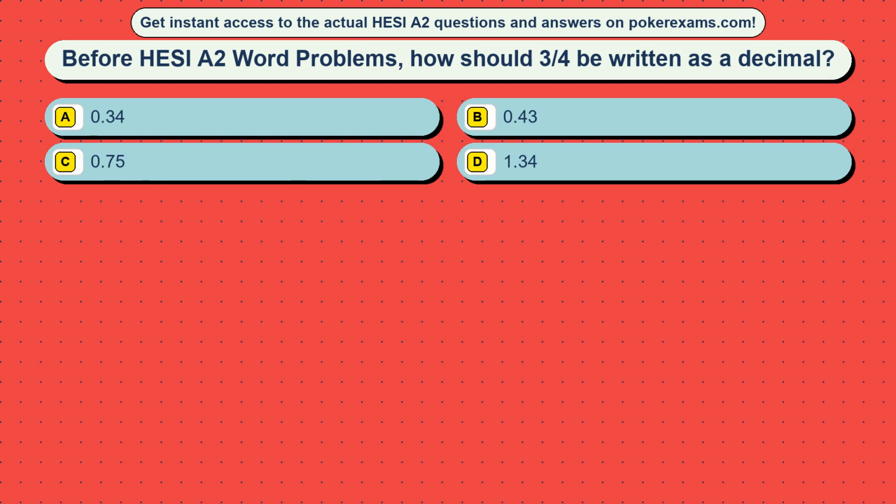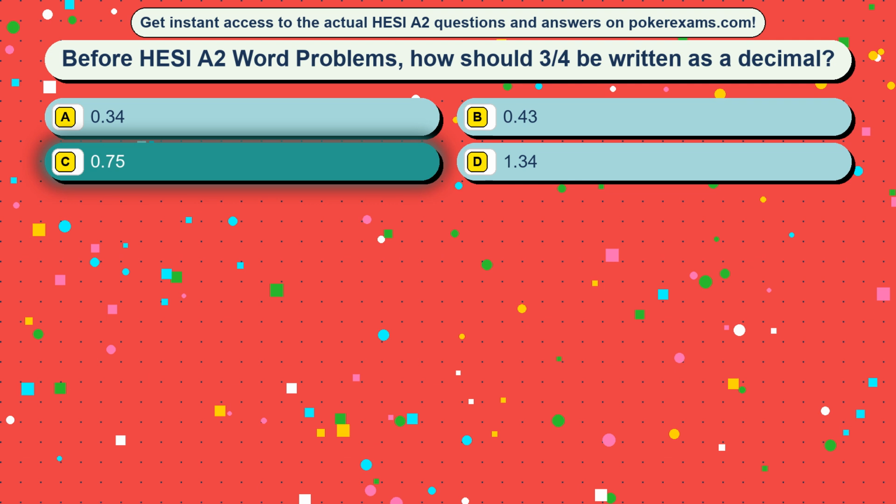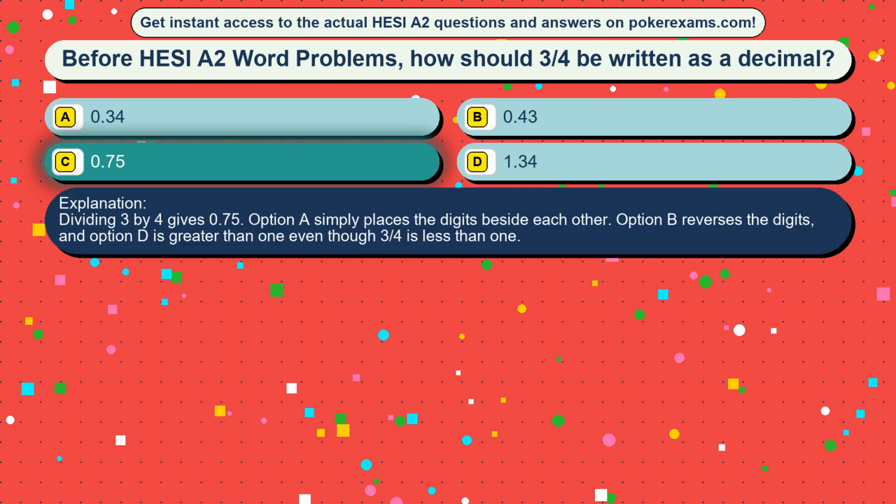Question 45. Before HESI A2 Word Problems, how should 3/4 be written as a decimal? Option A, 0.34. Option B, 0.43. Option C, 0.75. Option D, 1.34. The correct answer is option C, 0.75. Dividing 3 by 4 gives 0.75. Option A simply places the digits beside each other. Option B reverses the digits, and option D is greater than 1 even though 3/4 is less than 1.